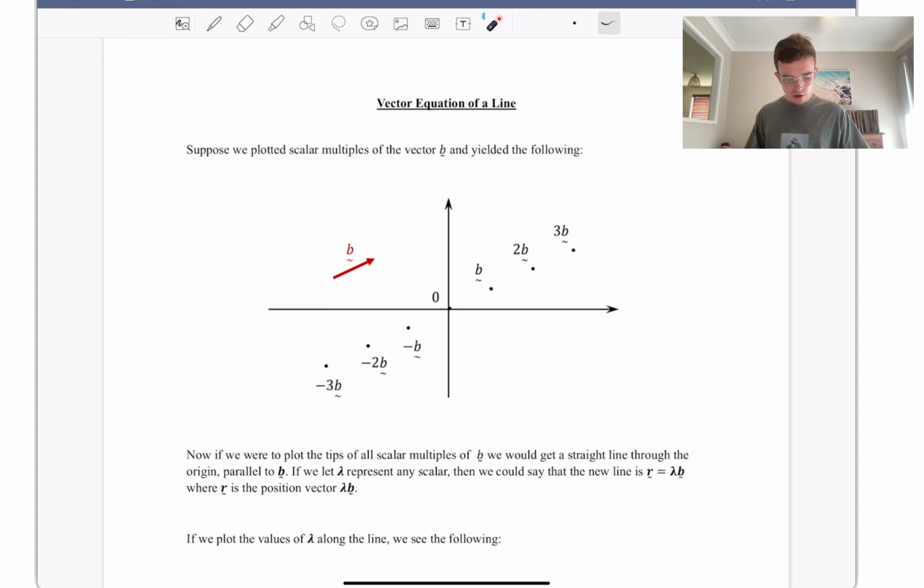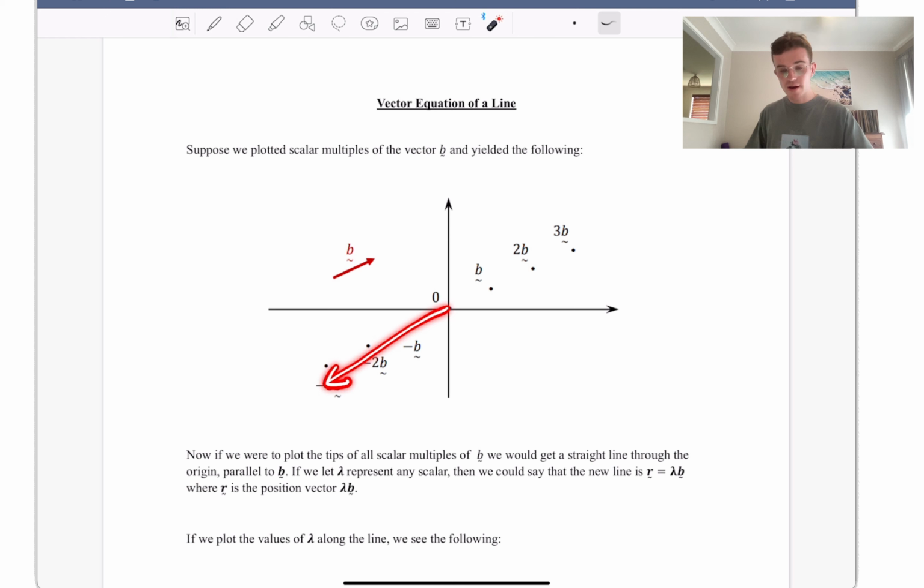Now if we were to plot all of the tips of these scalar multiples together, we would get a straight line through the origin parallel to b. Now if we let lambda represent any scalar, we could say that this new line, we don't know how long it is, but we could say it's lambda times b, where r is the position vector, and where r is the position of vector lambda b. So this would be the equation r is equal to 3b.